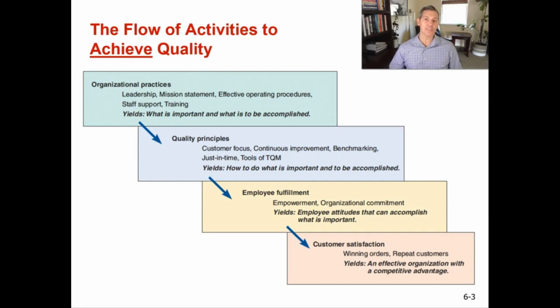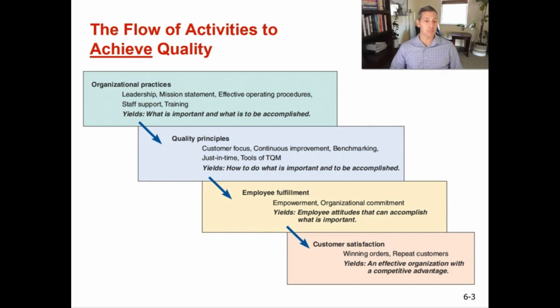Next is our quality principles. This is our customer focus, continuous improvement, benchmarking, just-in-time, total quality management. All of these things we will cover in this chapter and Chapter 16 on lean and just-in-time, and the things that we can do to help improve our quality. So when I think of quality principles, I think of processes. How do we improve our processes to improve the output of our quality product? So what can we do to improve our processes to make our outputs better?